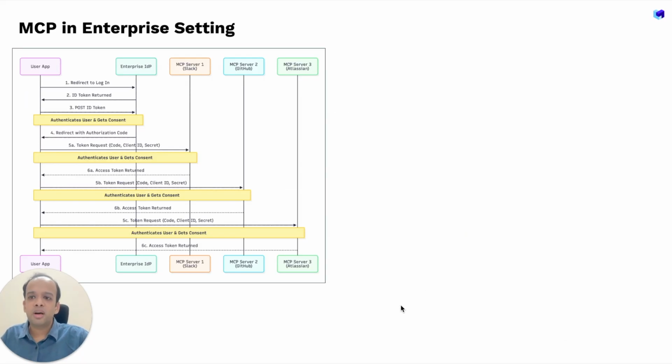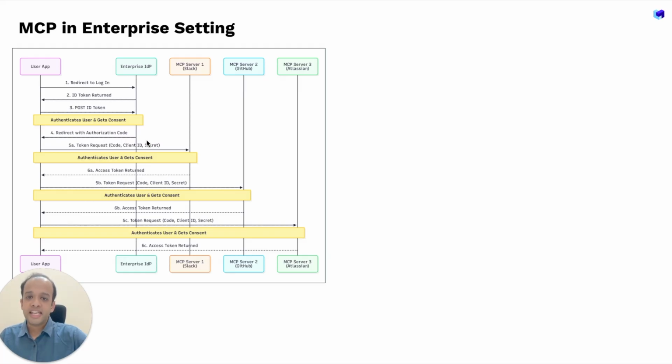Now, let's talk about MCP in the enterprise setting. Remember, enterprises like to keep everything under a single SSO, a single sign-on system. Think about a usual flow where a user is logging into an application, be it Cursor or Claude or anything like ChatGPT and so on. That's a user app, and they are authenticated by the enterprise IDP. So they redirect to login, and an ID token is returned, which is the authentication part, as part of OIDC, or even a SAML-based assertion is occurring, regardless of that.